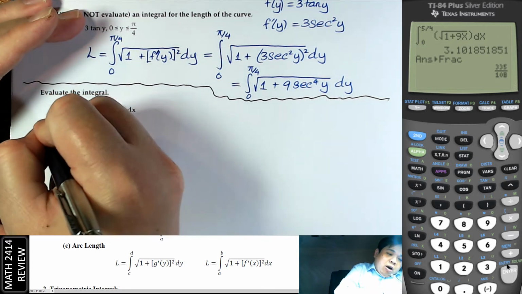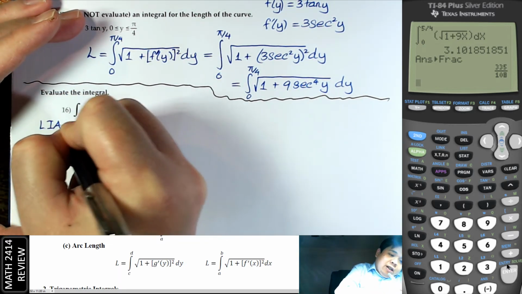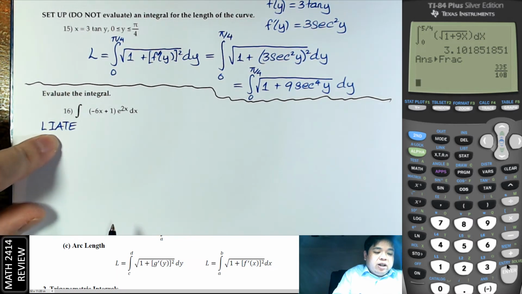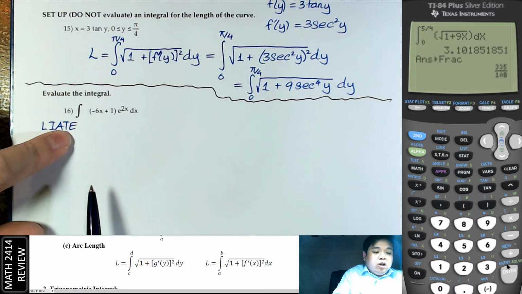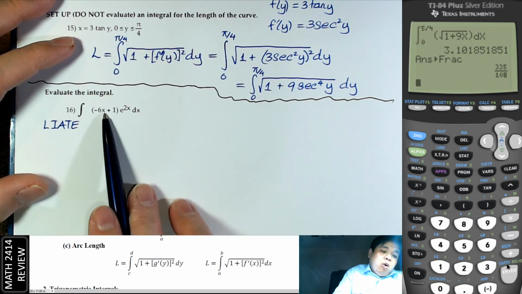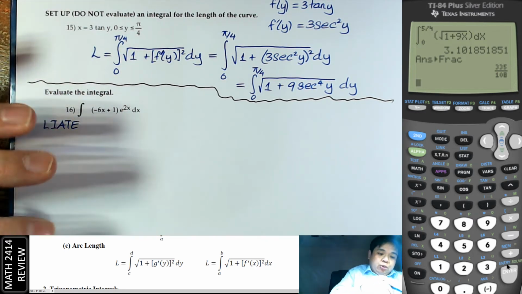So we're just going to use integration by parts. And for integration by parts, there's an acronym: log, inverse trig, polynomial or algebraic expression, trigonometry, and then exponential function. So here we see the polynomial first, so that is going to be u.